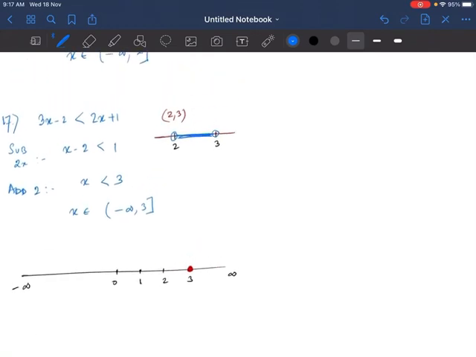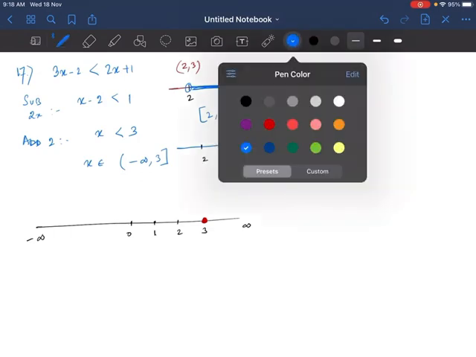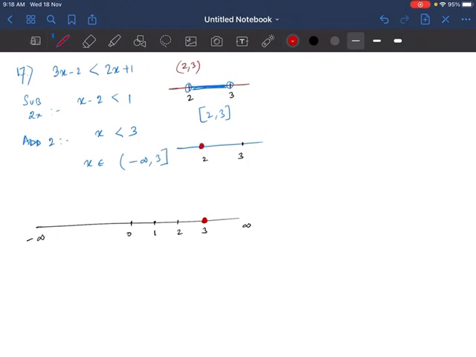Now if it is closed, 2 to 3, then what happens? This one is 2, this one is 3, and this one will not be hollow anymore, it will be filled like this. It means the point 2 is also included, and 3 is also included. Then you just darken the line and give it an arrow in here, to show that the value is approaching minus infinity. So that's how we do question number 17.